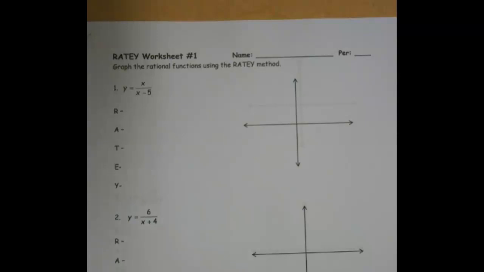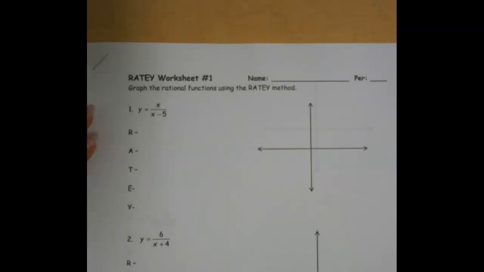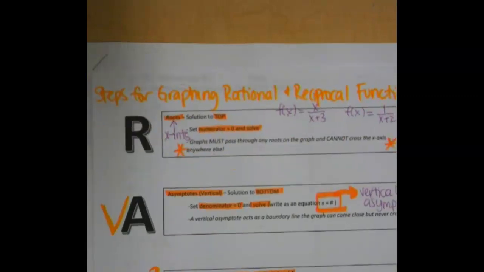We're going to start with the very first question. So for question 1, this is pretty much the same as what you've seen on Rady Worksheet 0, but I just want to use this to review what you've already seen. So Enya, what does the R stand for in Rady? Roots. And what does that mean when you're locating your roots? How do you find them? Set your numerator equal to 0.